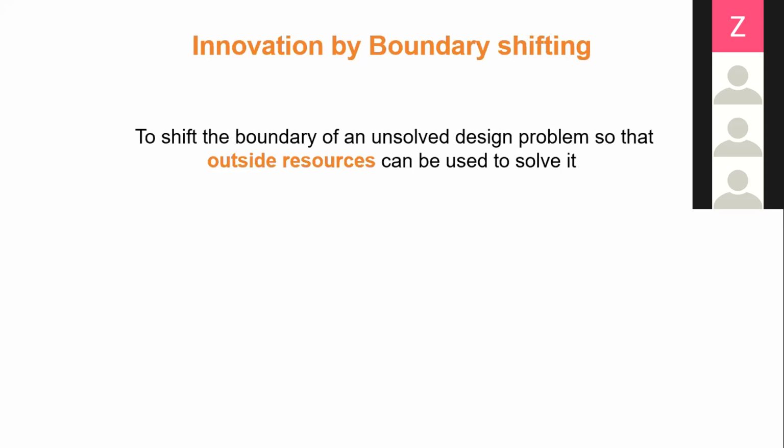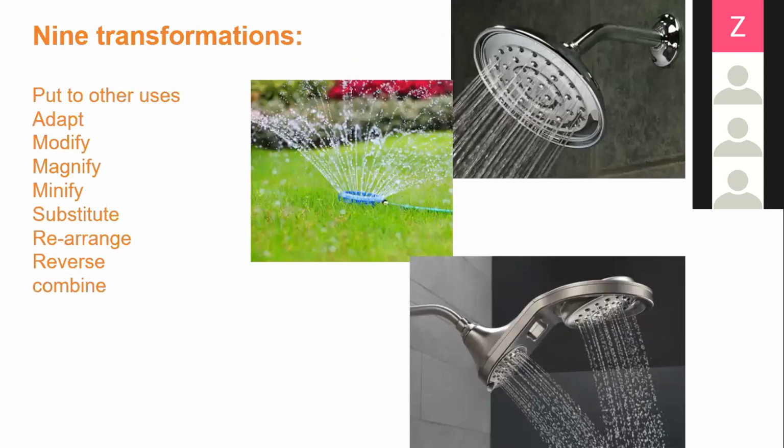So we shift the boundary slightly of our problem statement so we can use the resources that are available outside, and then we can use those resources in our products or in our design. So there are 9 transformations that can happen: put to other uses, adapt, modify, magnify. If I look at these terms, magnify, can I magnify this? Can I rearrange this? So these terms help in thinking outside the box, so to speak.